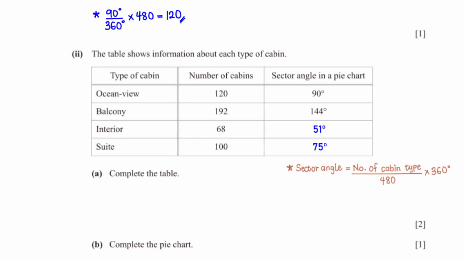The table shows information about each type of cabin. Complete the table. To get the sector angle for each cabin, we divide the number of cabin type by 480 and multiply by 360 degrees. So for the interior cabins, the sector angle is 68 divided by 480 times 360 degrees, which is 51 degrees. And for the suite cabins, the sector angle is 100 divided by 480 times 360 degrees, which is 75 degrees.